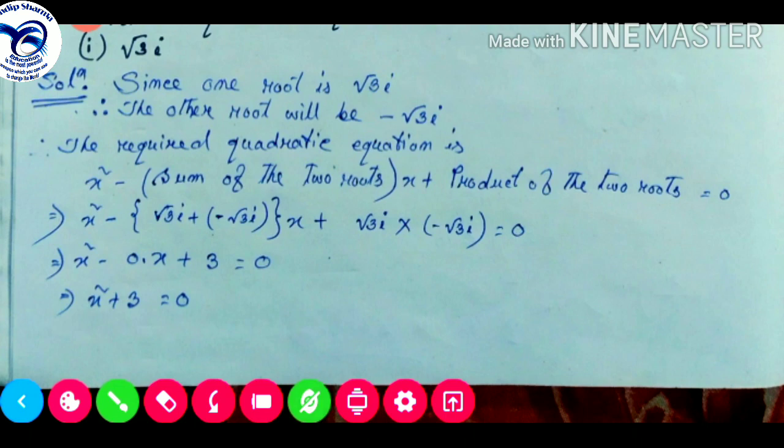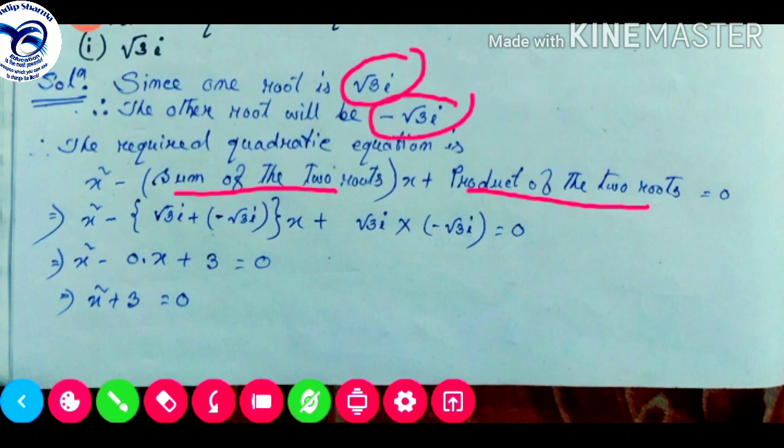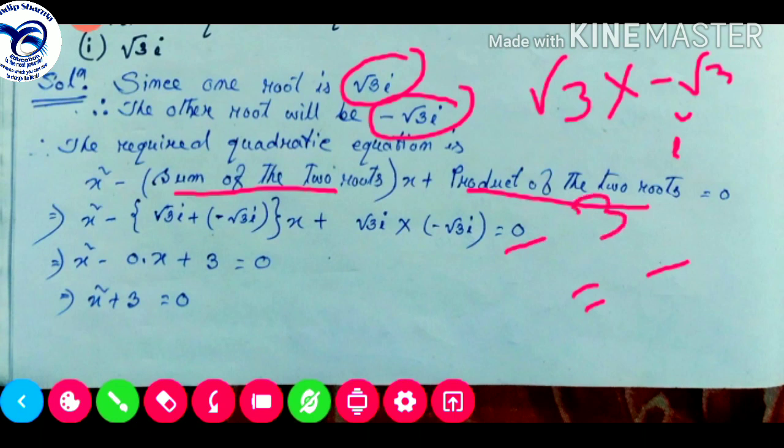Now the required quadratic equation: we will apply the same formula as number 1, x square minus sum of the two roots into x plus product of the two roots is equal to 0. The sum of the roots is 0, so 0 into x. The product of the two roots is root 3 i into minus root 3 i, and i into i is i square. I square is minus 1, and here it is minus 3, so minus minus is plus, 3 into 1 is 3. So the required quadratic equation is x square plus 3 is equal to 0.